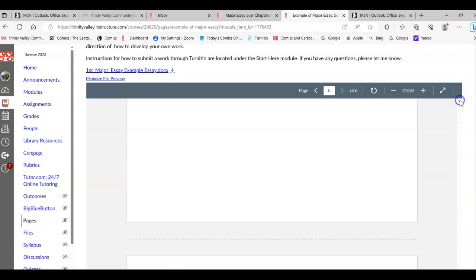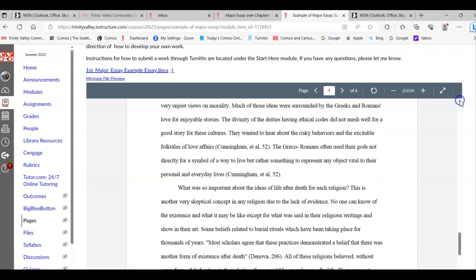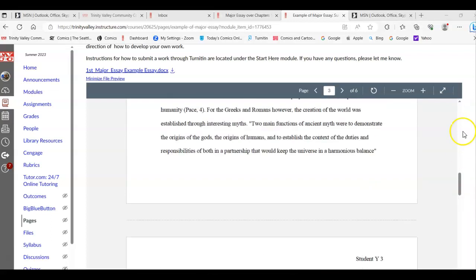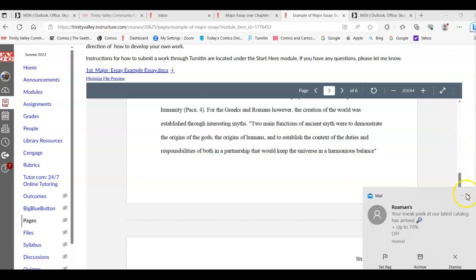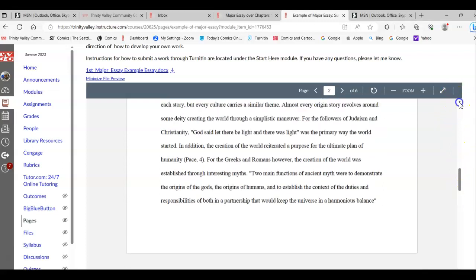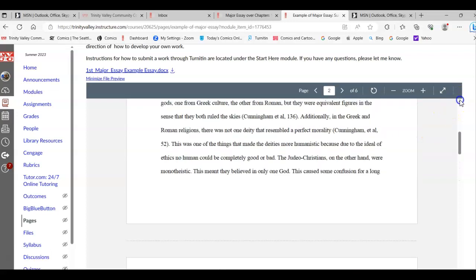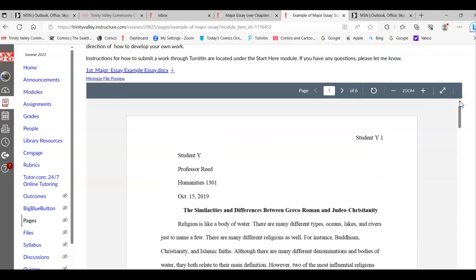Works cited page. The essay itself, written in paragraphs, double spaced. Do not put extra spacing. Excuse me, something's popped up. And again, emails must be coming through. Again, do not leave extra spaces. You can fix that by looking at the actual settings of your Word document and making sure that's taken care of. So you see, this is how that was set up.